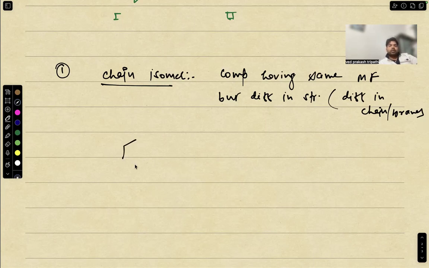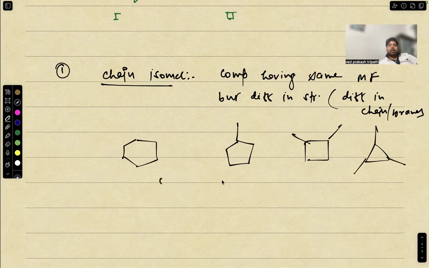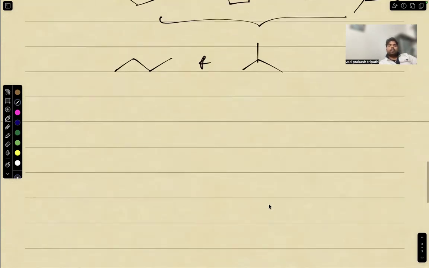For example, this is a 6-member ring and this one is a 5-member ring with 1 branch, and this one is a 4-member ring with 2 branches, and this one is a 3-member ring with 3 branches. So they are all chain isomers of each other. Simply, we have suppose 4 carbons in the straight chain. This is 3 carbons with 1 branch. So this one is also chain isomer.